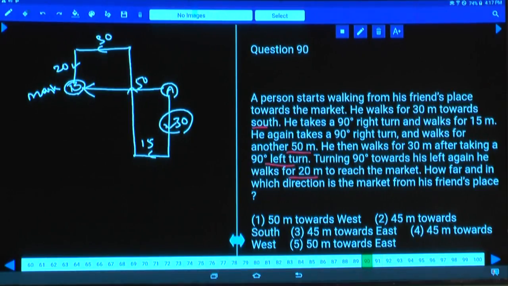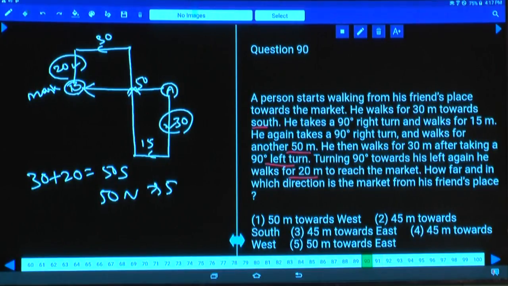30 south, 20 south. 30 plus 20, that is 50 towards south. Same direction as these two. And 50 south and this is 50 north. 50 south and 50 north, the answer is how much? 50 minus 50, that is 0. Clear now? Vertical distance has become 0.